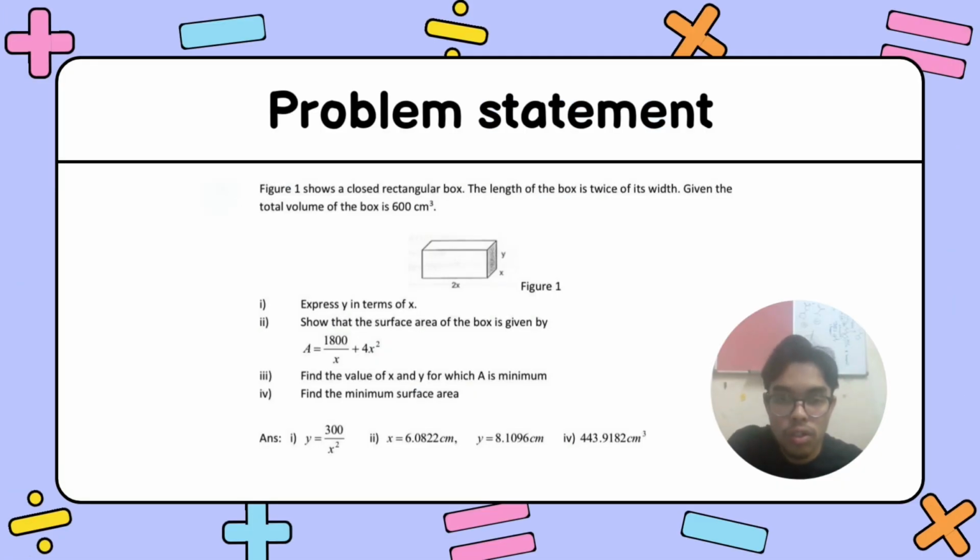Okay, so let's go to the problem statement. I have provided an example of a question related to this topic. Figure 1 shows a closed rectangular box. The length of the box is twice its width. Given the total volume of the box is 600 centimeter cube. So let's go to the question and how to solve it.